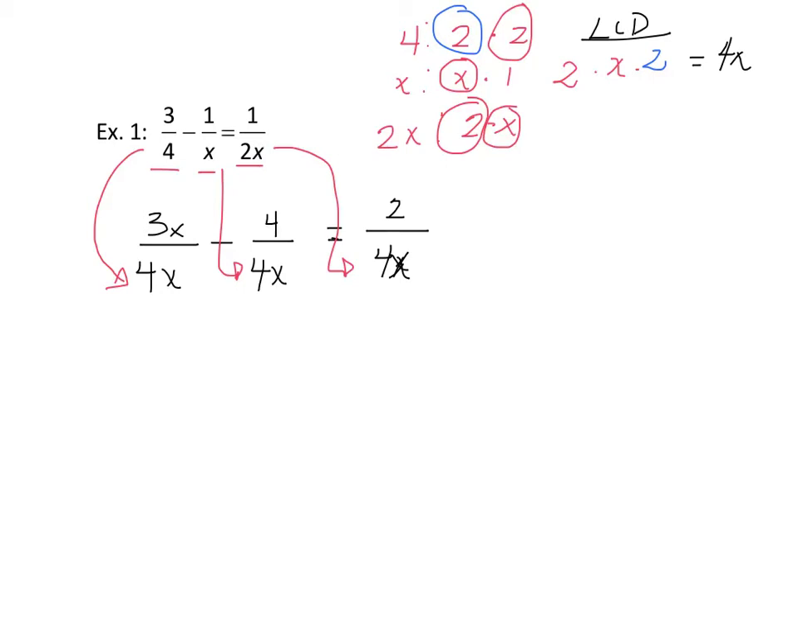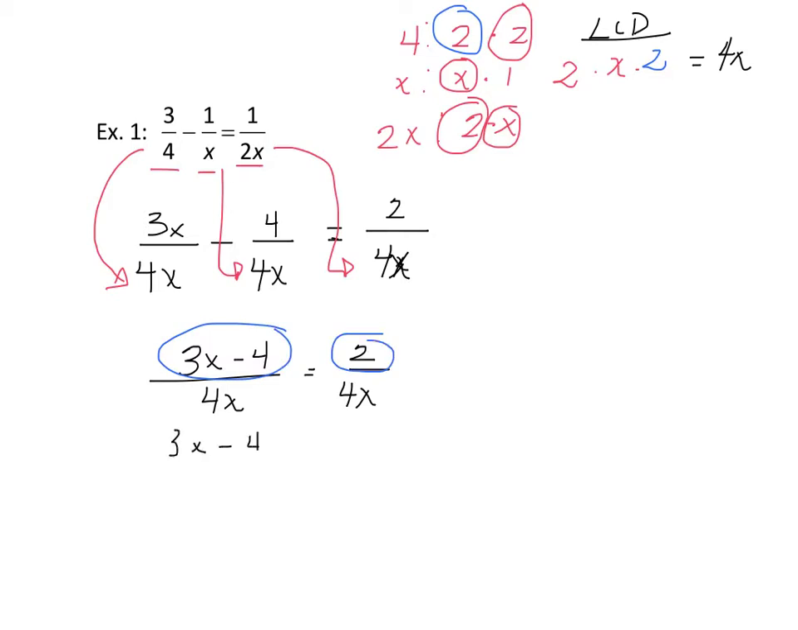So now what we have is an equation that says 3x minus 4 over 4x equals 2 over 4x. Now that we have the same denominator, the only way these two fractions are really going to be equal is if their numerators are in fact equal to each other. So that means I'm essentially setting 3x minus 4 equal to 2. So we'll do that. 3x minus 4 equals 2. And then solve as you would your typical equation.